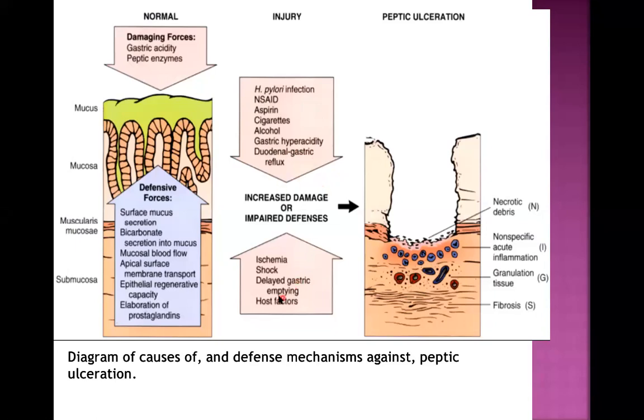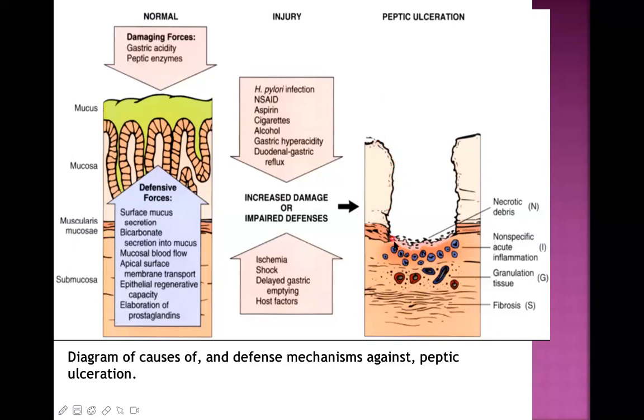Now at the same time, if we have impaired defense like ischemia, we already listed the importance of blood flow there. If decreased blood flow, we call that ischemic condition. Shock, similar type of situation. Delayed gastric emptying means the gastric acid has a longer time to remain there, so it can damage, and certain host factors, so many other factors are responsible. Now all of these, what they are doing here, look here very carefully, okay? A good concept is given here.